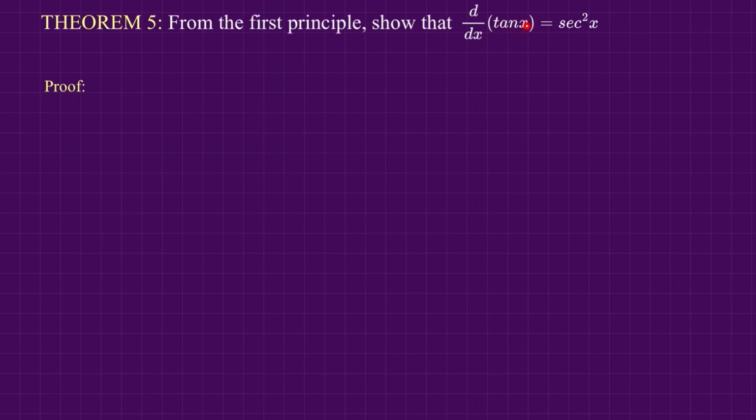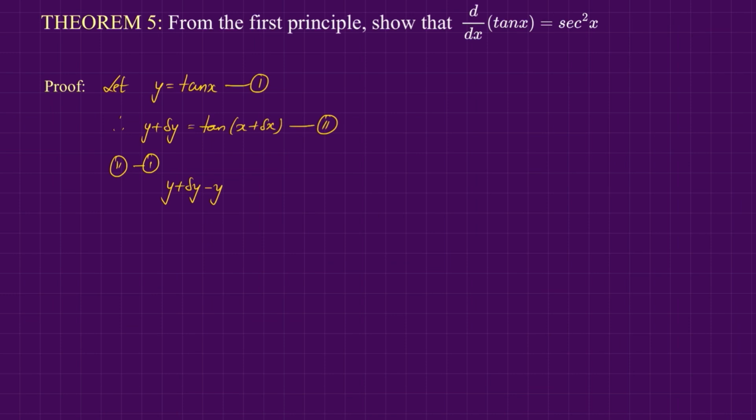Next we have the function tan x, and d/dx of tan x equals sec square x. So let y equals tan x, therefore y plus delta y equals tan of x plus delta x, and let that be equation 2. So subtracting equation 1 from 2, we'll have y plus delta y minus y equals tan of x plus delta x minus tan of x.